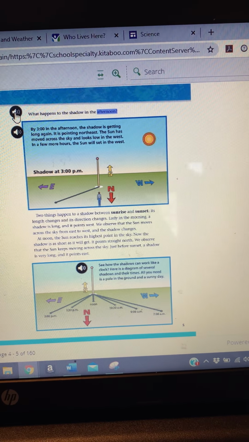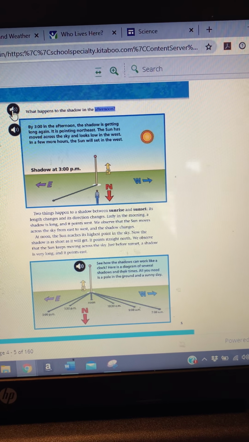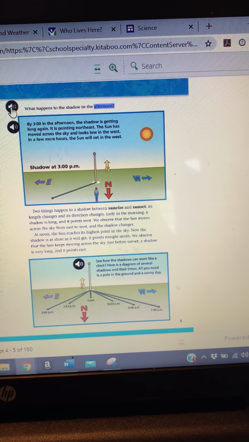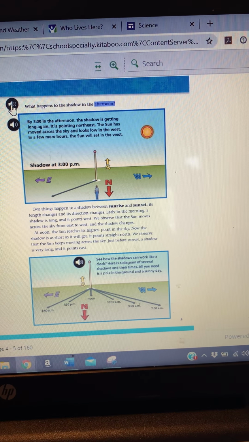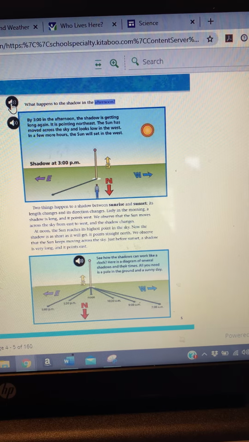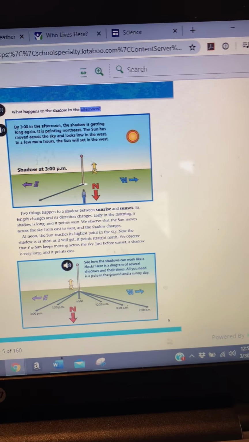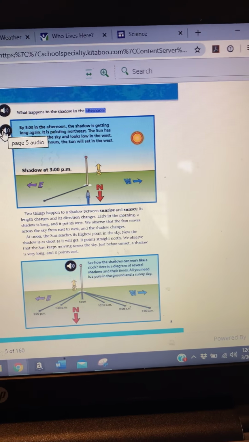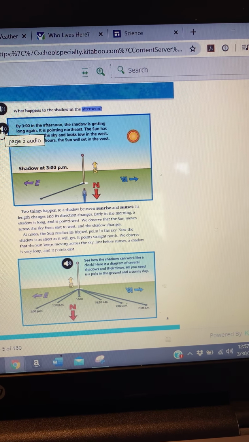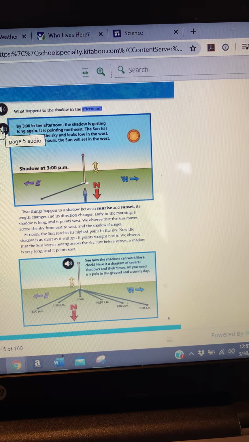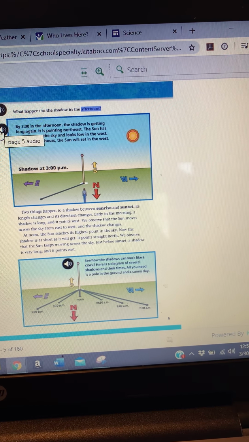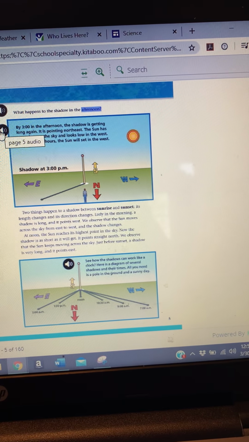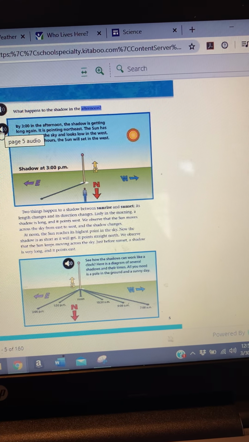Two things happen to a shadow between sunrise and sunset. Its length changes and its direction changes. Early in the morning, a shadow is long and it points west. We observe that the sun moves across the sky from east to west, and the shadow changes. At noon, the sun reaches its highest point in the sky. Now the shadow is as short as it will get. It points straight north. We observe that the sun keeps moving across the sky. Just before sunset, a shadow is very long, and it points east.